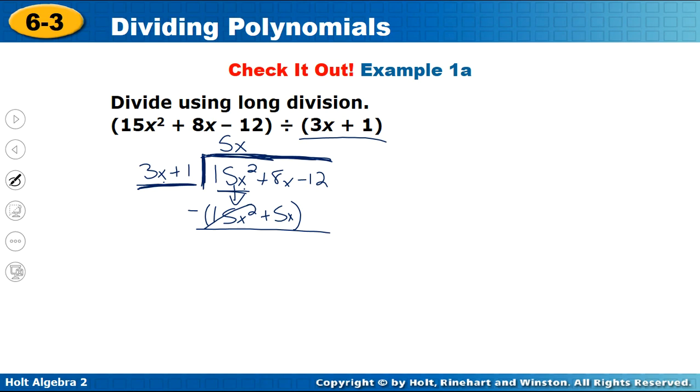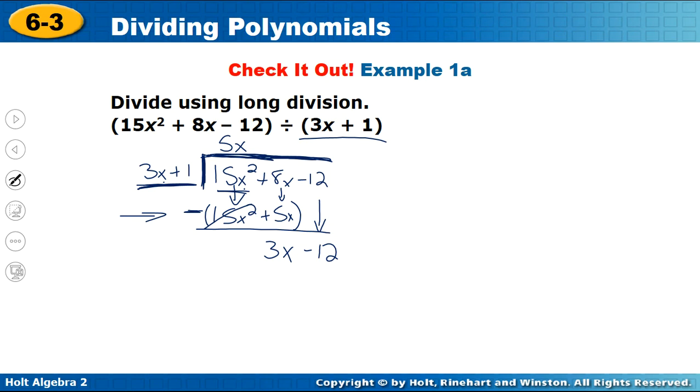Now we're subtracting the next, 8x minus 5x. And if you're wondering why I'm saying minus, it's because that is part of the problem. We're always subtracting here. So 8x minus 5x will leave me with 3x. That's a very careful thing that you have to make sure you do. So we have that 3x. Now let's go ahead and bring this minus 12 down. We'll worry about that in a second.